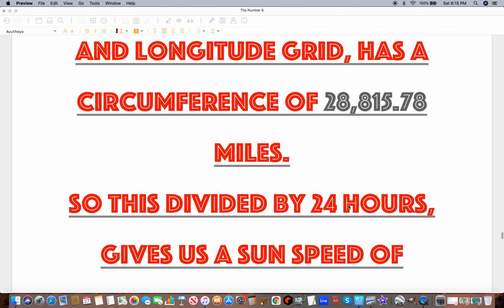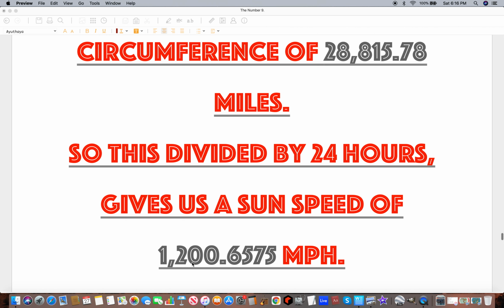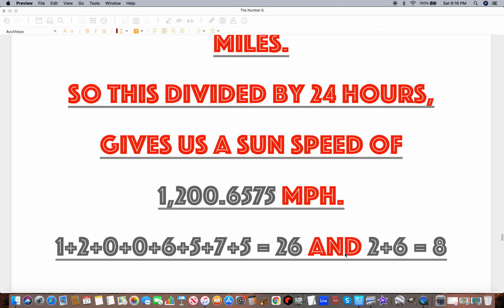So this divided by 24 hours, because I want to get a sun speed that would be going around the Tropic of Cancer on the 21st of June solstice, let's just say, right? Gives us a sun speed of 1,200.6575 miles per hour. Okay, so we add all that together, we get 26. And 2 plus 6 equals 8.